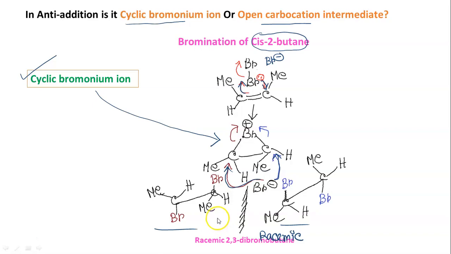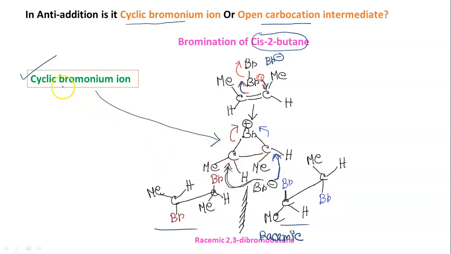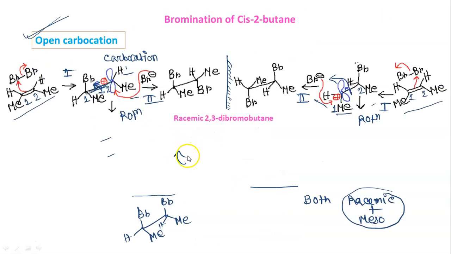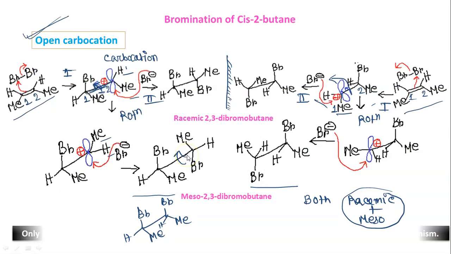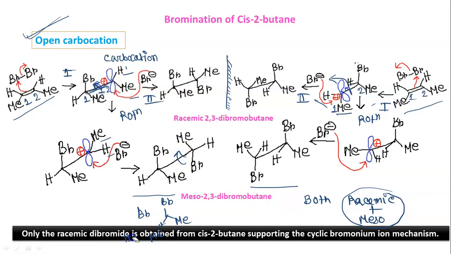And in the actual case, what are we getting? We are getting only racemic. So it is the proof that the cyclic bromonium ion is the actual mechanism, but the open carbocation is cancelled. Okay. So here it is written, only the racemic dibromide is obtained from cis-2-butene, which supports the formation of cyclic bromonium ion, but not open carbocation. Okay.